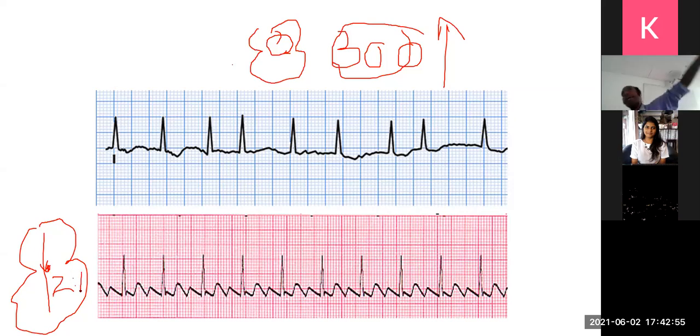So say the atrium is going at 300, the ventricle will go at about 150, because the AV node is protecting the ventricle. It doesn't let all the 300 through. Rarely you can have an abnormal connection between the atria and ventricles which conducts 1 to 1.